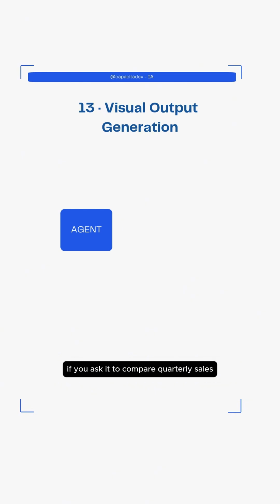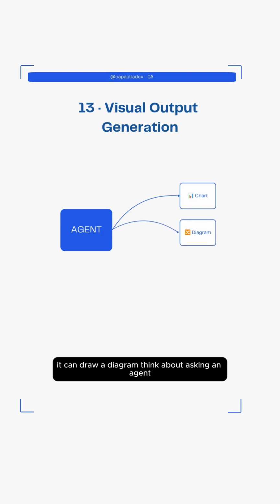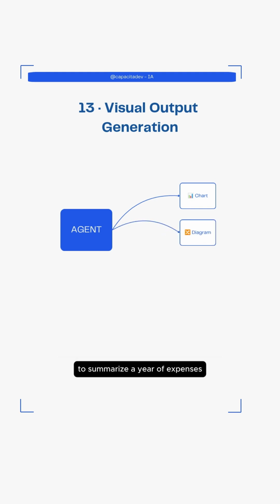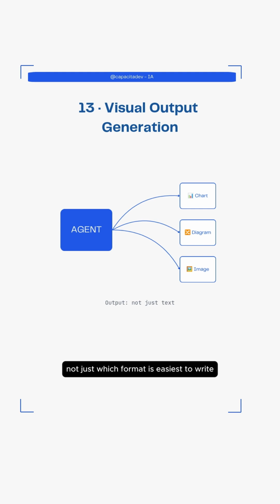If you ask it to compare quarterly sales, it can generate an actual chart. If you ask it to explain a process, it can draw a diagram. Think about asking an agent to summarize a year of expenses. A wall of text is hard to read. But a bar chart makes the pattern obvious in one glance. The agent decides which format actually helps you understand the answer. Not just which format is easiest to write.